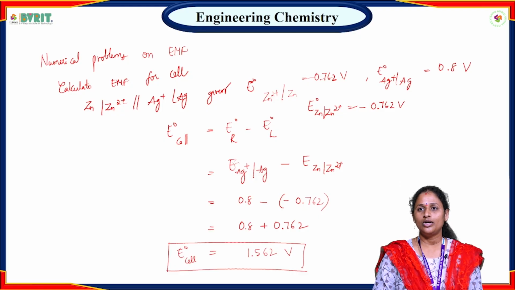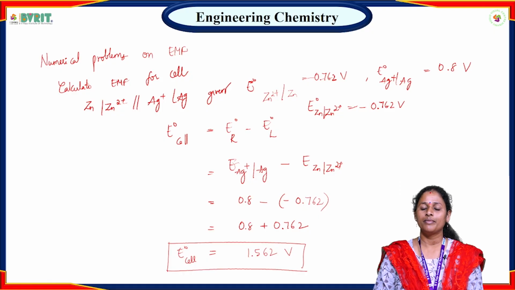That means Zn loses its 2 electrons, which are gained by the silver to deposit silver on the silver rod. So this is regarding EMF and the numerical problems on EMF.